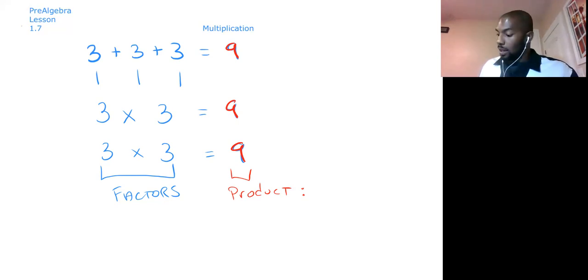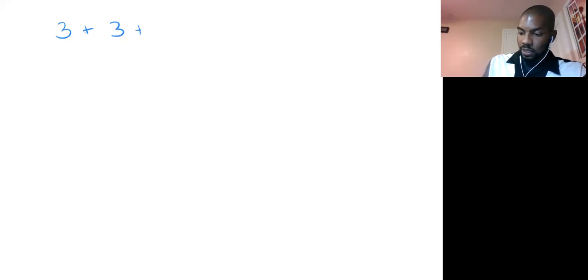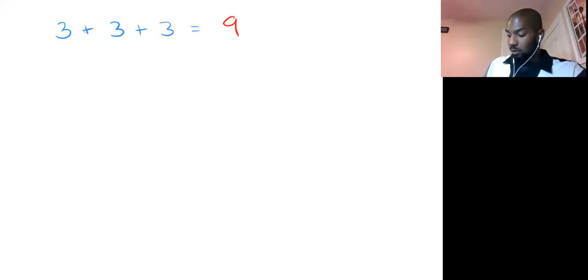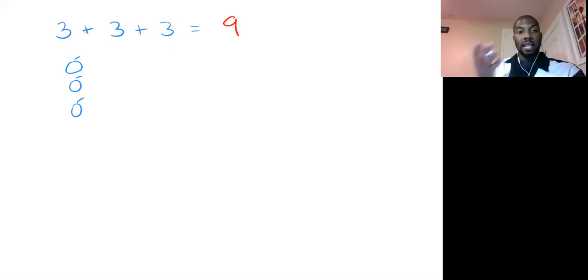That's pretty much it. So let's try some visualization of what that looks like. So we just did 3 times 3, right? What this looks like is, let's say you had 3 apples. Here's 1 apple, here's 2 apples, here's 3 apples. This is 3 apples 1 time. This is a group of 3 apples 1 time. So 3 times 1 is 3.